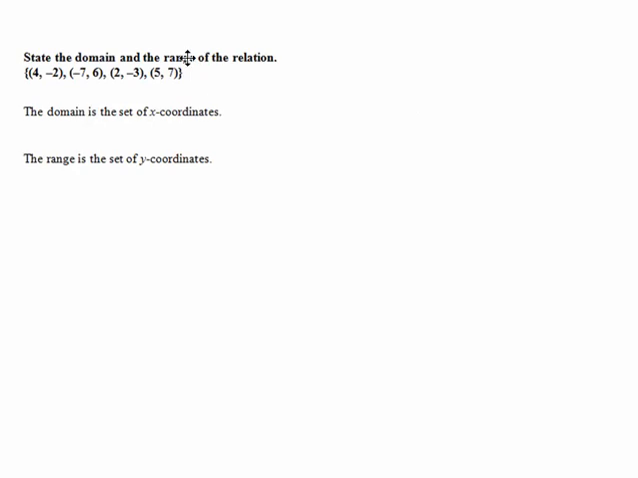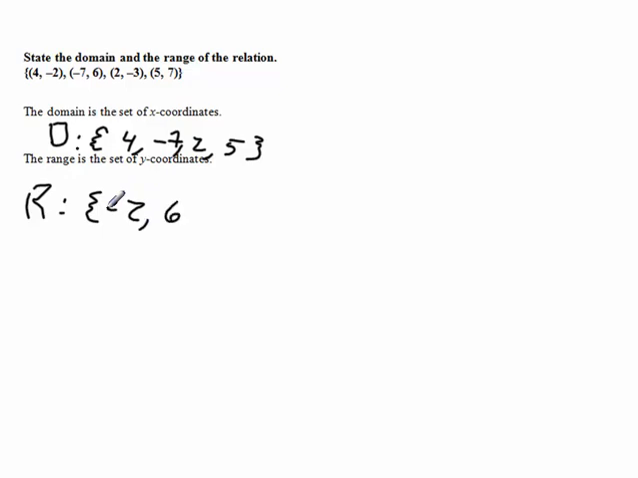Now here it's asking us to state the domain and range of the relation. Now the domain is the first coordinate and the range is the second coordinate. Now mind you, it's a set of those. So we're going to state the domain in set notation. So we're going to say it's 4, -7, 2, and 5. Those are all the first coordinates from each ordered pair, and the range all the second coordinates from each ordered pair. So we're going to just list off all the second coordinates. We have -2, 6, -3, and 7.